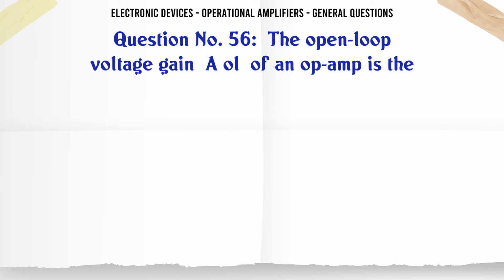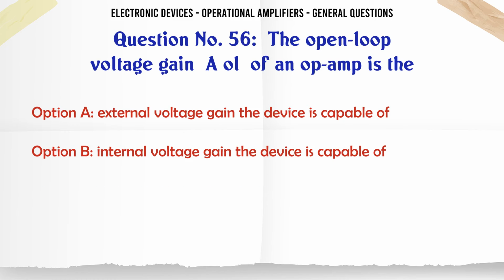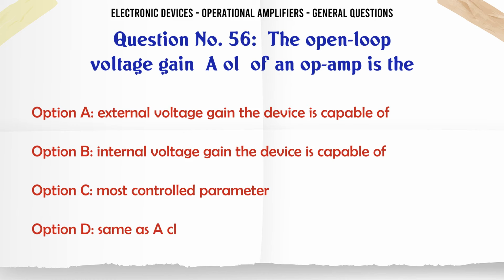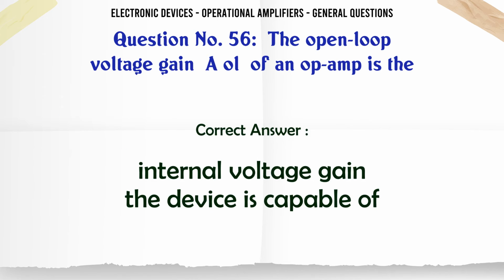The open-loop voltage gain A_OL of an op-amp is the A. External voltage gain the device is capable of, B. Internal voltage gain the device is capable of, C. Most controlled parameter, D. Same as A_CL. The correct answer is internal voltage gain the device is capable of.